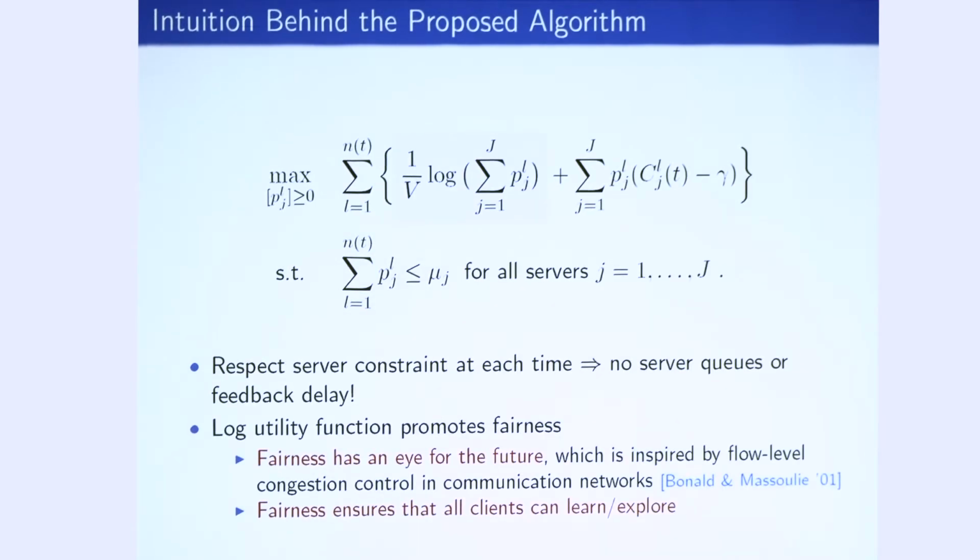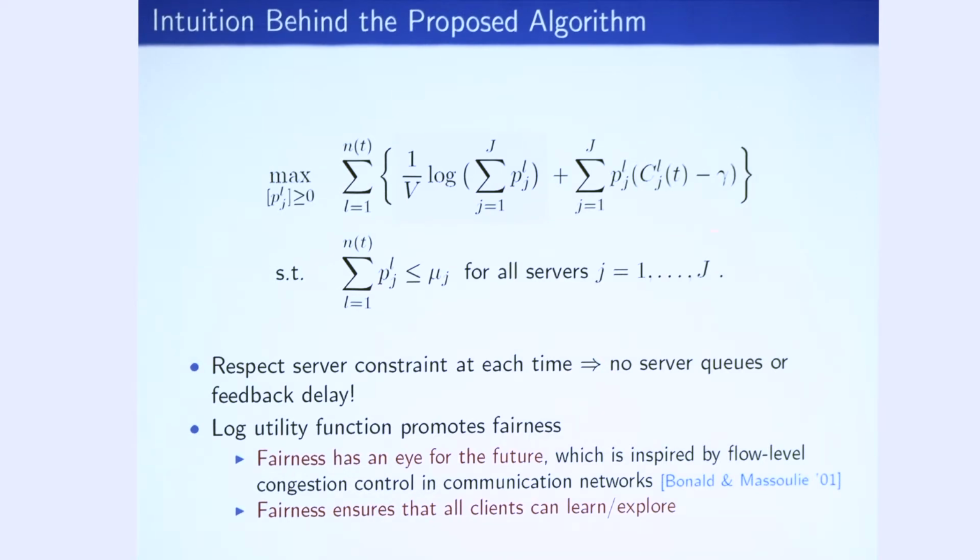And the second thing is that we introduce this logarithm function. This logarithm function is a function of the total assignment probabilities for client L. And this promotes fairness among different clients. And this fairness turns out to play two important roles.